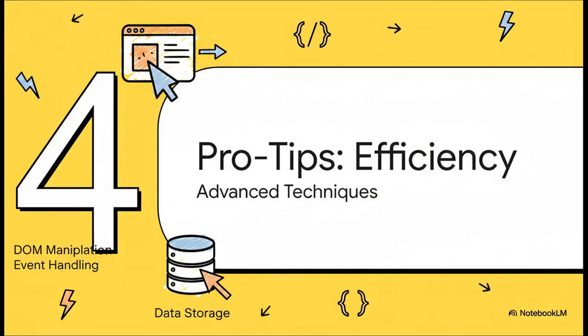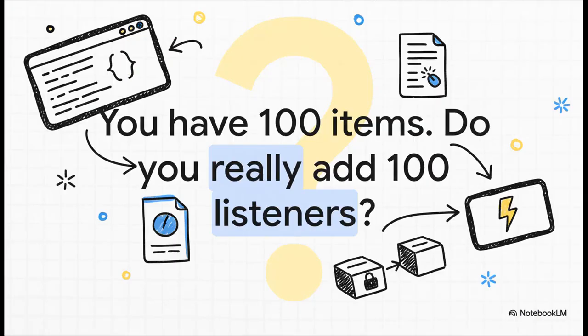Okay, we've got the fundamentals down. Now it's time to level up. Let's look at a couple of pro techniques that'll make your code way smarter, faster, and just a whole lot more powerful. So, let me ask you this. Imagine you have a list with 100 items, or 1,000. Are you really going to add 100 different event listeners, one for each item? No way. That would be a total performance nightmare. Your app would grind to a halt.